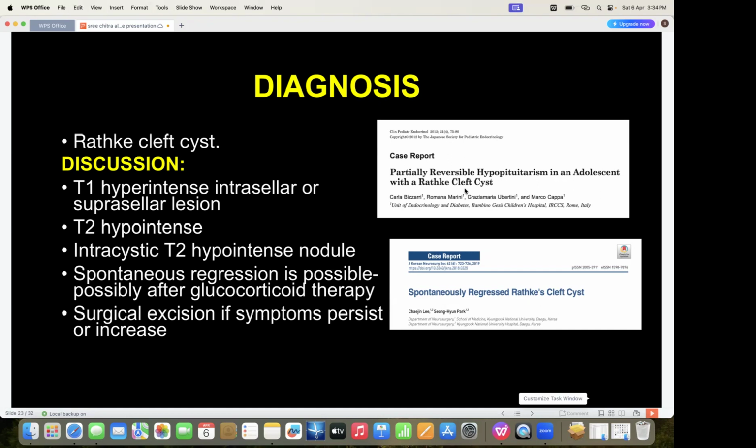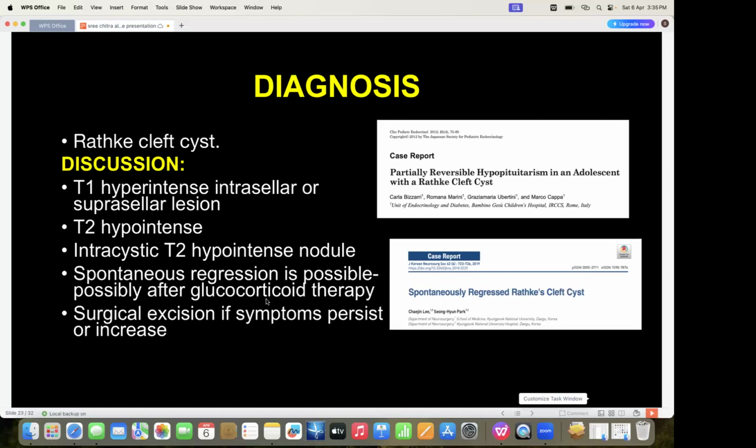Many times it will be asymptomatic, and whenever it is not, it manifests as hypopituitarism. There are also case reports which show spontaneous regression of the Rathke's cleft cyst. One possible explanation for spontaneous regression is glucocorticoid therapy. In some cases, even without any glucocorticoid therapy, there are reports mentioning regression of the Rathke's cleft cyst. Surgical excision has to be done, especially if symptoms persist or increase.